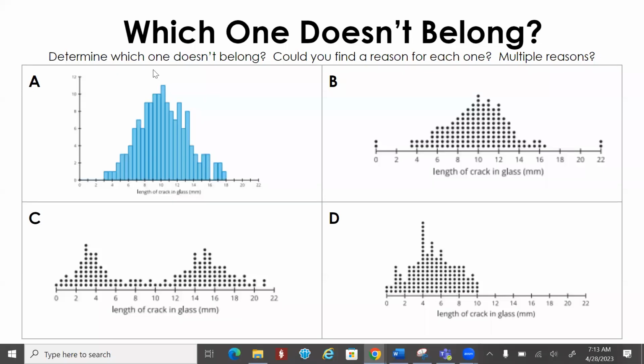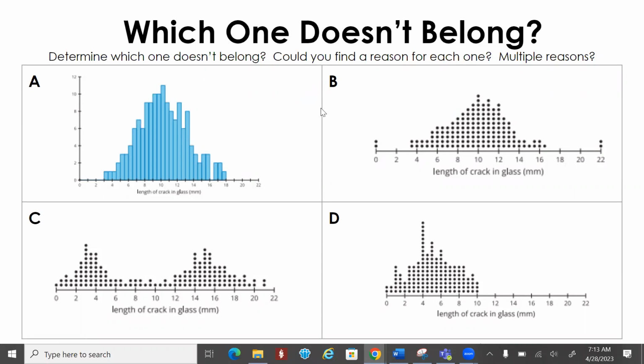Okay, which one does not belong? There is no wrong answer. Well, I think the I need a bag. All right. You think A, why? B, C, and D are matching to the dot. This one is like a histogram. These are all dot plots.